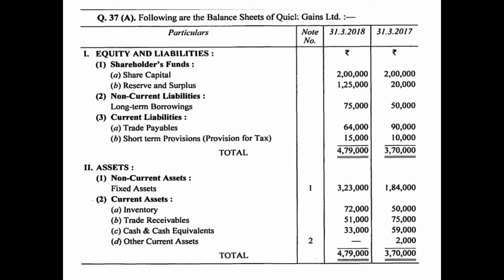Then the next one is trade payables, current liabilities, trade payable. Last year it was 90,000, current year it is 64,000. So that means there is a decrease in trade payables or current liabilities. So any decrease in current liability will be added to the operating profit before working capital changes.